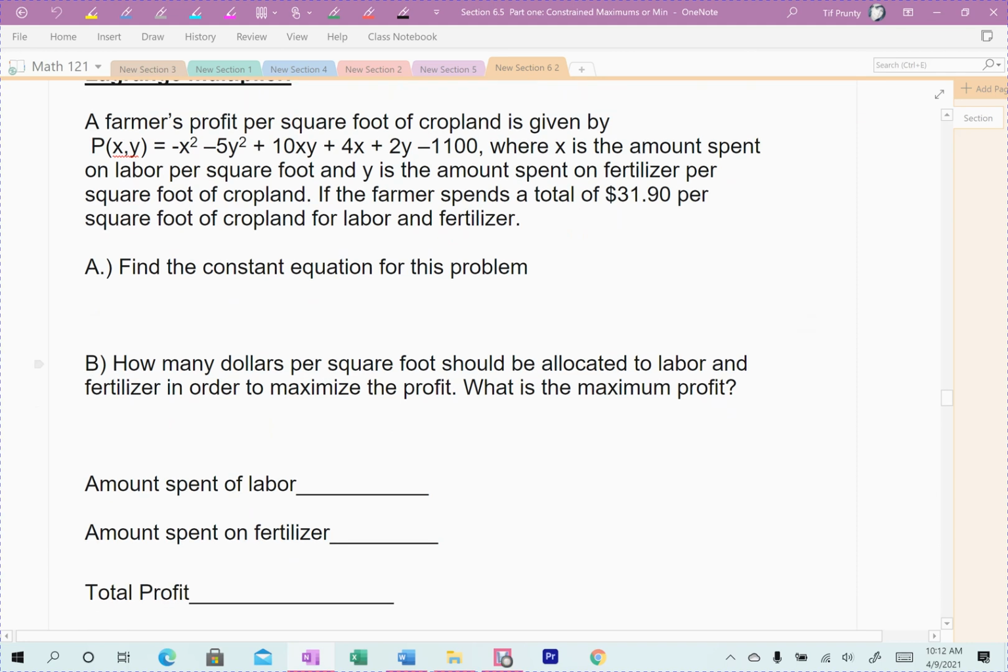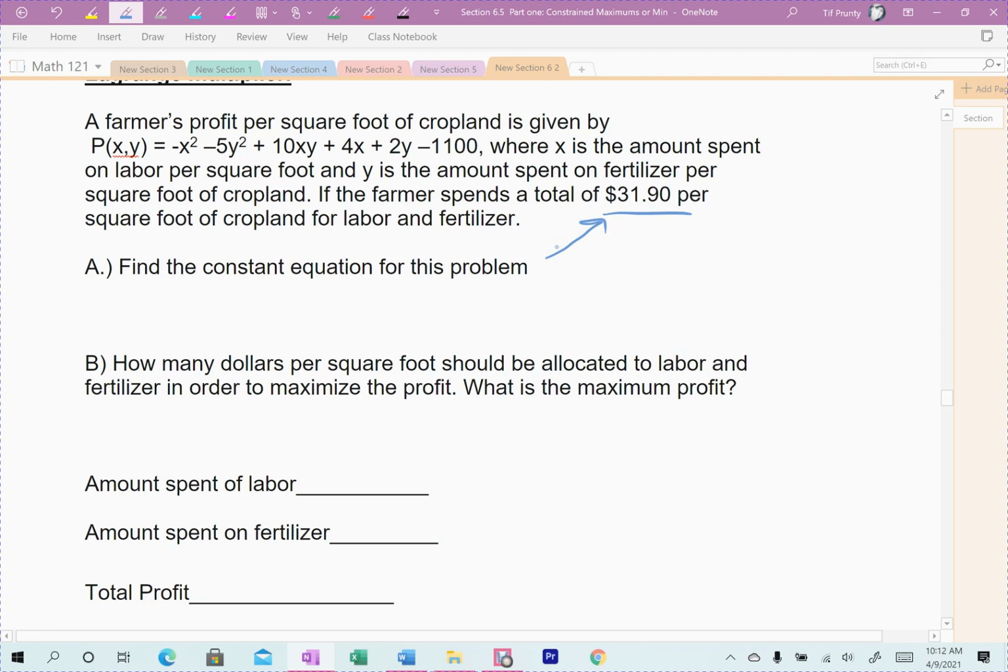So the first example, we have a farmer whose profit per square foot, so again everything's in per square foot of cropland, is given by that profit equation. So it's in profit per square foot he farms. Where x is the amount spent on labor per square foot, y is the amount spent on fertilizer per square foot. All right, the farmer can spend a total of $31.90 per square foot. So that's his budget, right? Every square foot of cropland, he can only spend $31.90. And so that's his constraint.